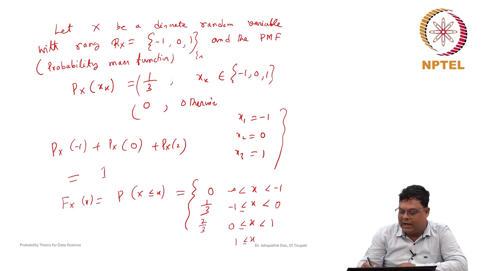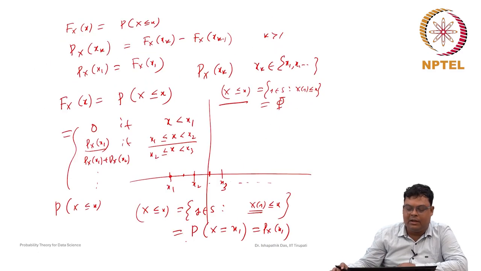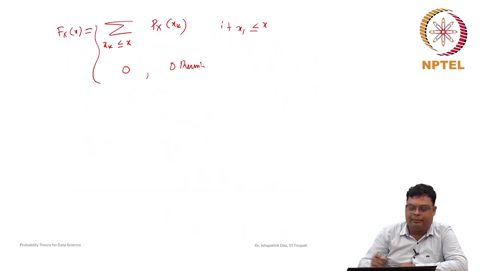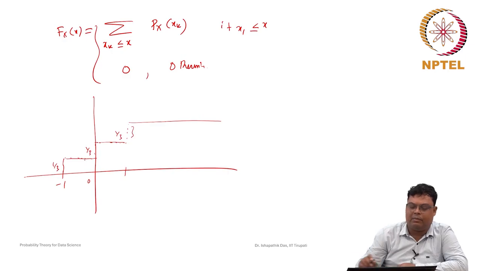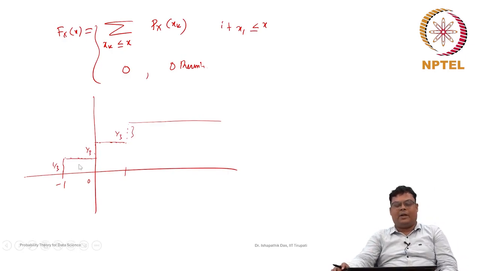Now, whenever x is greater than or equal to 1 and less than infinity, because there are only 3 points, after adding them, 1 by 3 plus 1 by 3 plus 1 by 3, this will be equal to 1. So, this will be a step function. If you draw this function, the points are minus 1, 0, 1. The value will be 0, then 1 by 3, then 2 by 3, and then 1. Each jump, each difference, will be 1 by 3.